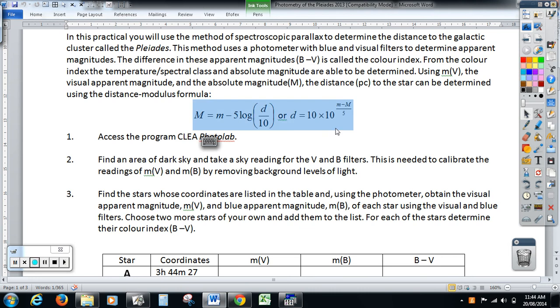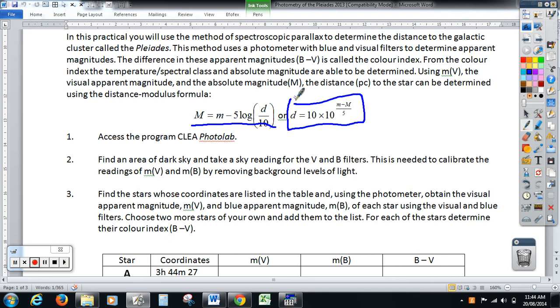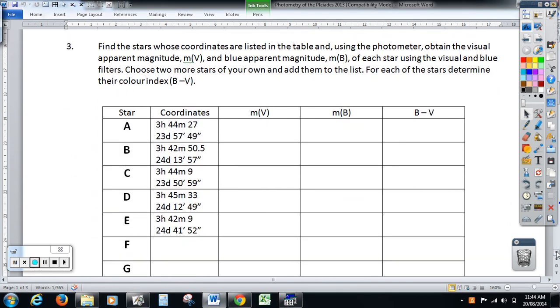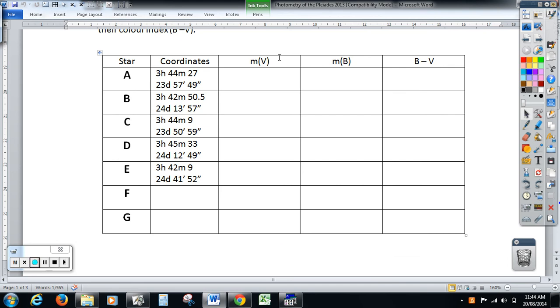Right, once we've done that, we're going to go down to here and we're going to use this formula here. That formula is the distance modulus formula. We have it in two forms here, the one that is given to us on the formula sheet, and this is the actual one which we'll use, which is the rearrangement to get D as the subject, and we're going to be using that to find the distance to the stars in the cluster. Then we'll record all of our data down here in this table here.